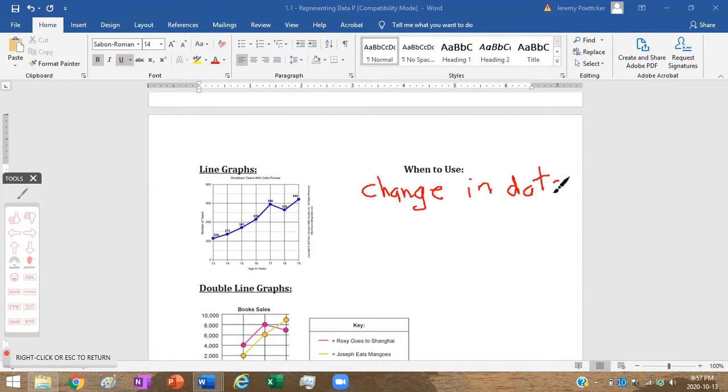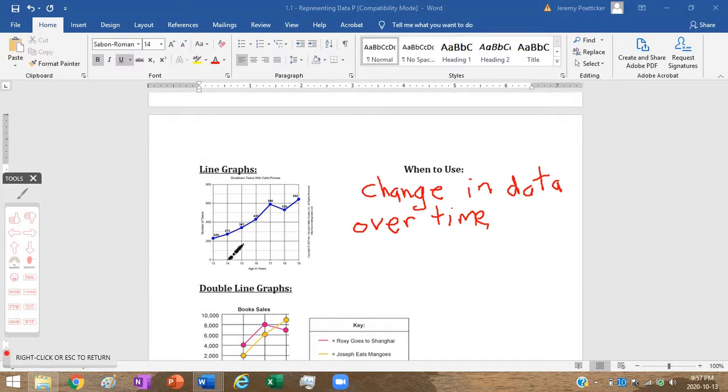So you can use bar graphs for time, but very often when we have data that's changing over time, a line graph is a great thing to use.